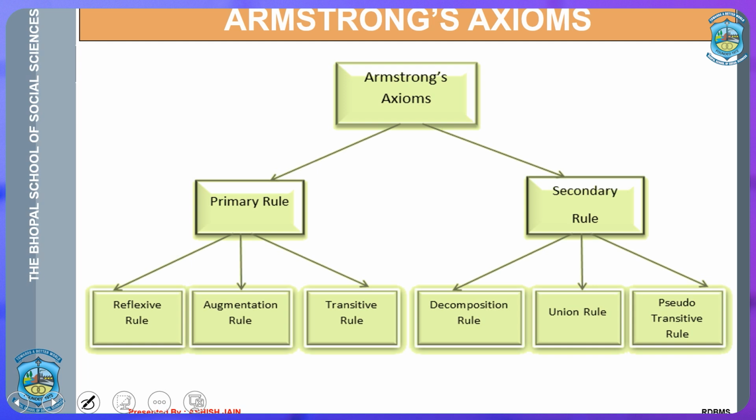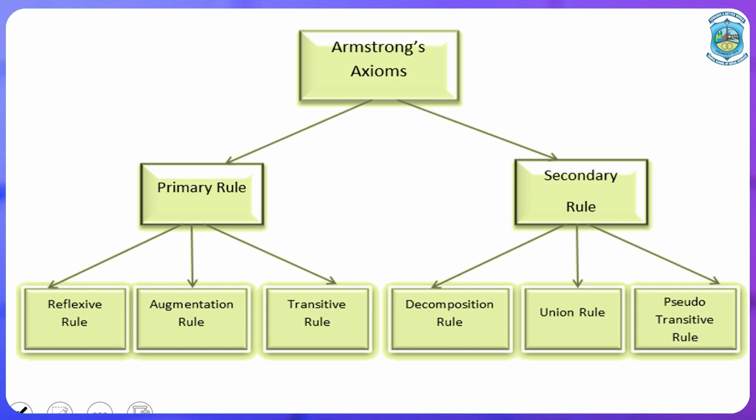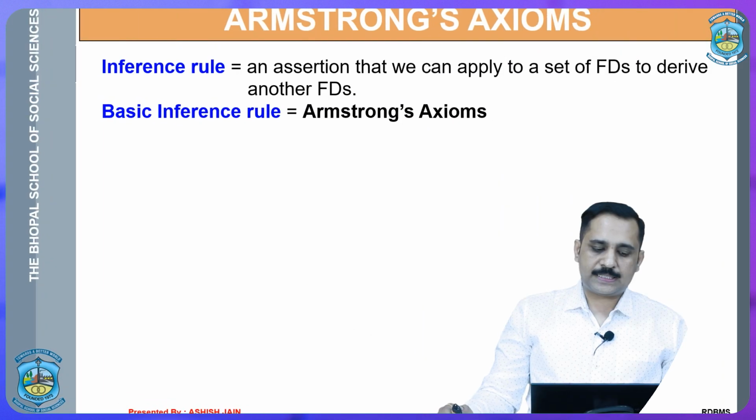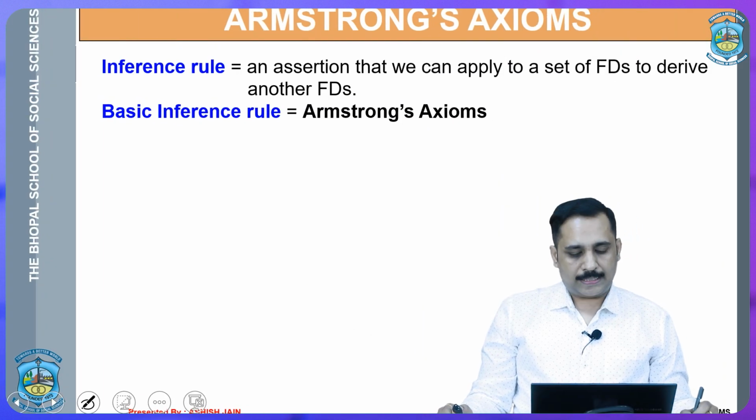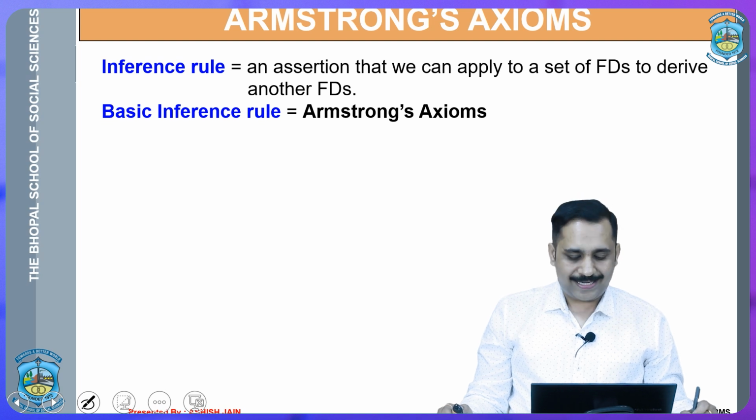So, let us see the classification of axioms. We have Armstrong axioms in two categories. First is the basic set of axioms, and second we have the secondary set of axioms. In the basic set we have the three primary axioms, that are reflexive rule, augmentation rule and transitive rule. In the secondary set we have decomposition rule, the union rule as well as pseudo transitivity rule. We will see them one by one. First we start with the basic inference rules, that are known as Armstrong basic axioms or simply Armstrong axioms.